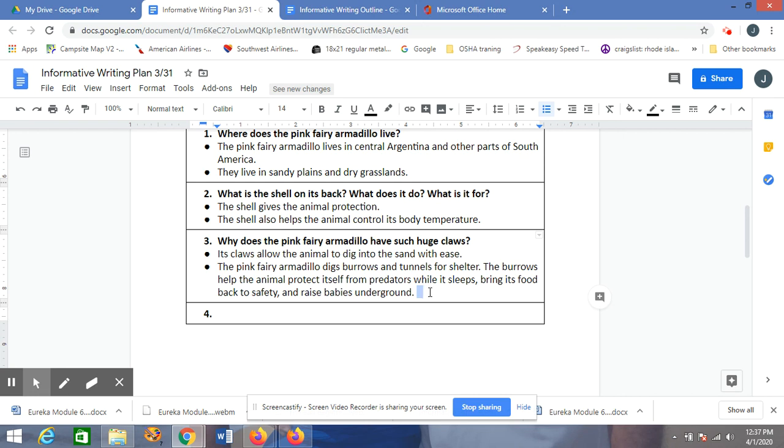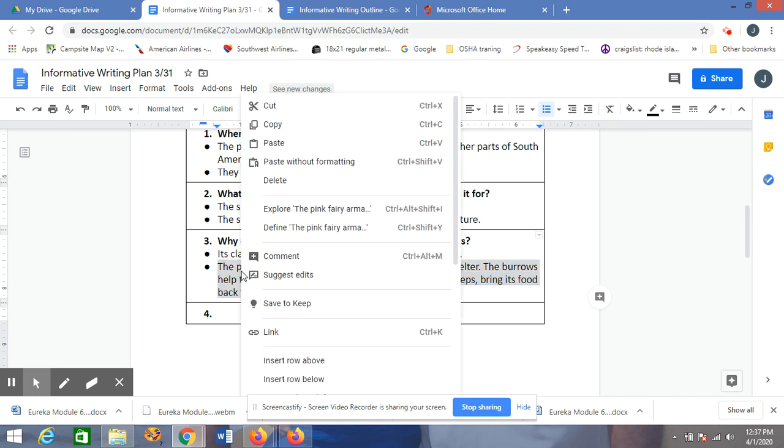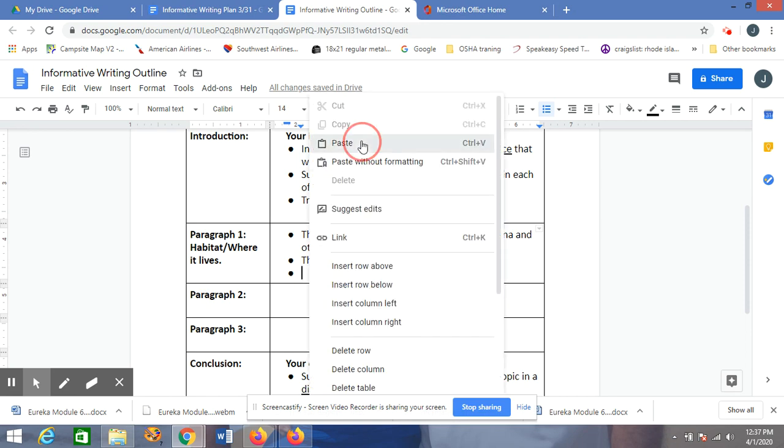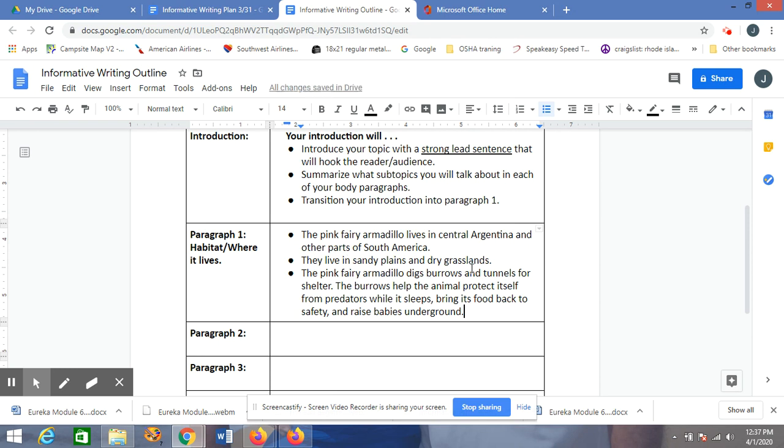No, that makes sense. So this one, as far as where the animal lives, I think this connects to the animal's habitat. Because if you see, I wrote the pink fairy armadillo lives in central Argentina and other parts of South America. They live in sandy plains and dry grasslands. And because they live in those sandy plains and dry grasslands, they dig burrows and tunnels for shelter. And the burrows help protect them from predators while it sleeps, or when it brings its food back, or so it can raise its babies.